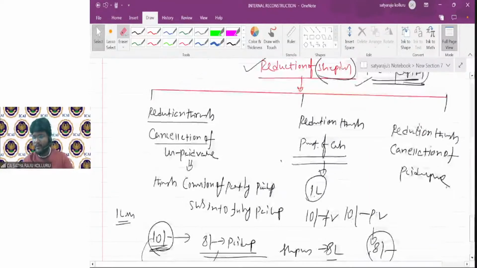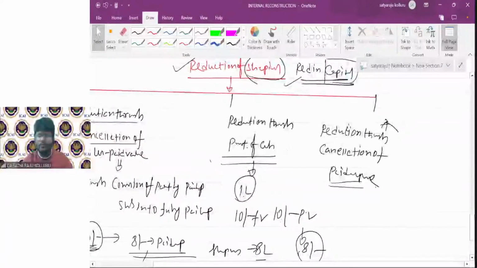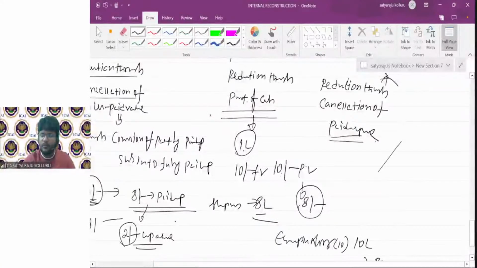Okay, so let me explain the last situation, which is very, very important. Before the break, this is the last concept I'm dealing with. Concentrate, guys. So, reduction through cancellation of paid up value. What is the meaning of this? Reduction through cancellation of paid up value is again going to occur in two different ways.